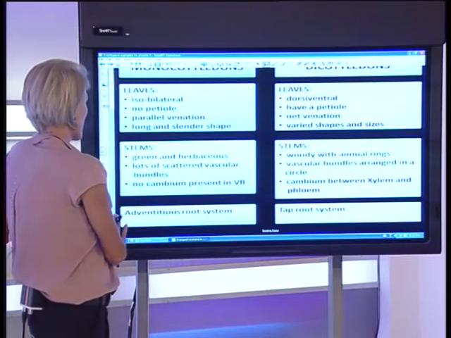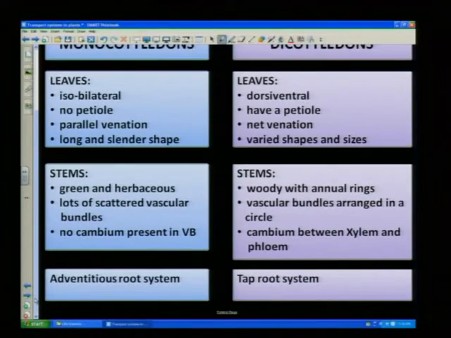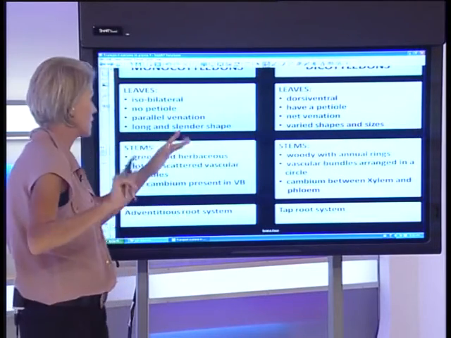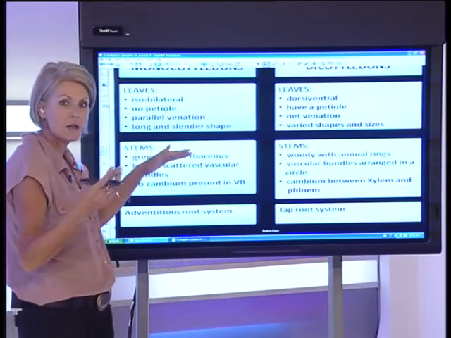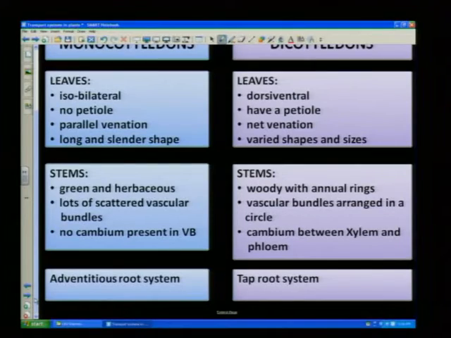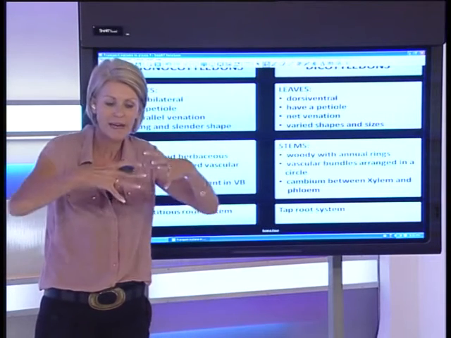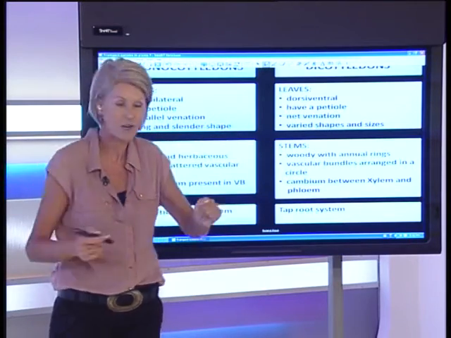Okay. The stems are green and herbaceous. They never have secondary thickening, so they never grow those big fat stems. You know, those stems that you can't even wrap your arms around? Okay, those are not monocots. So these are green and flexible. They have lots of scattered vascular bundles, and there's no cambium. Cambium is your tissue that makes cork. It makes those big fat round trunks, tree trunks.